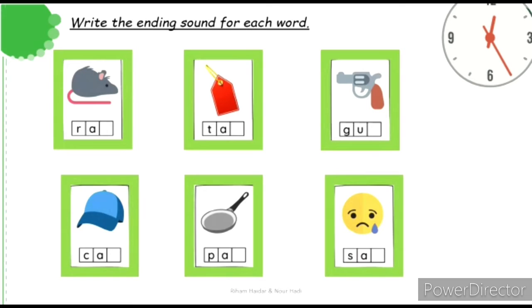Write the ending sound for each word. The first picture is rat. Rat. Whenever you hear the sound T, so we have to write T. Good job. The second picture is tag. G. Whenever we hear the sound G, you have to write the letter G.